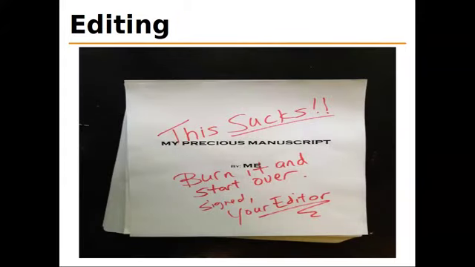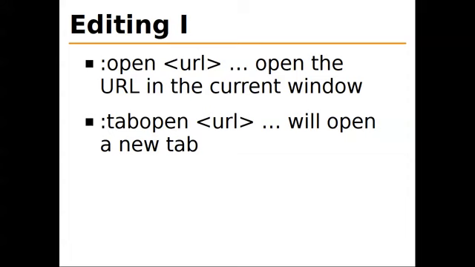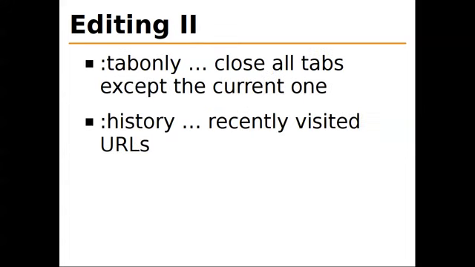Then, of course, you want to edit something on the browser. And there are also different things you can do. First of all, you can just press open, and then type in the URL you want to see, and it will then just open it in the current window. If you press tab open and then URL, it will open this page in a new tab. So it's really the same keystrokes and commands which are available in Vim.